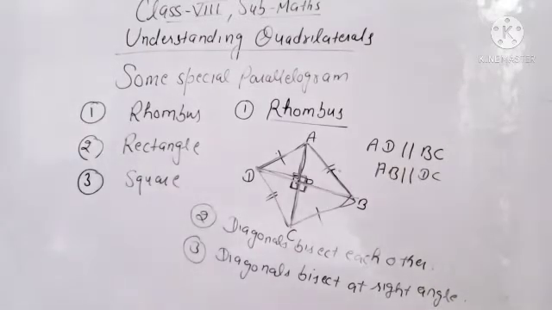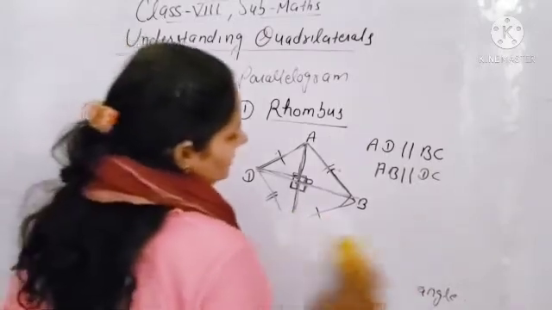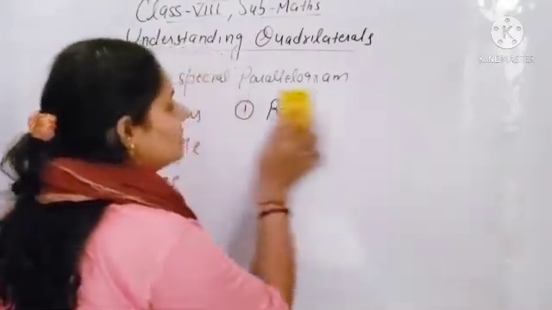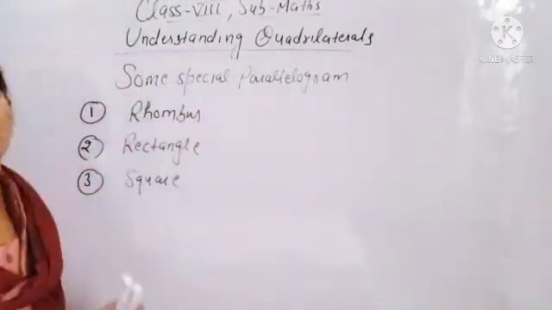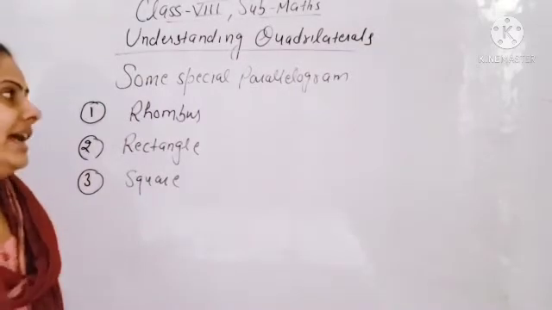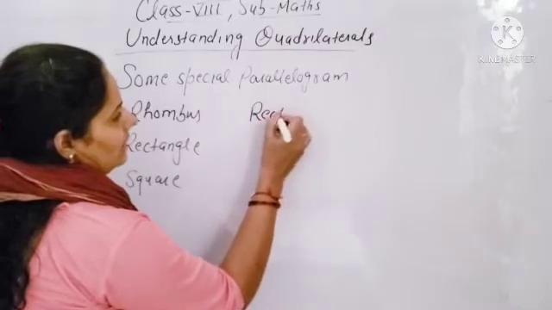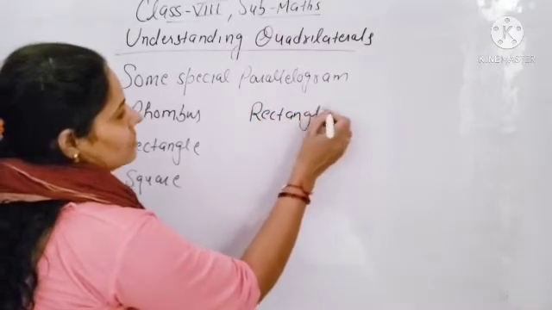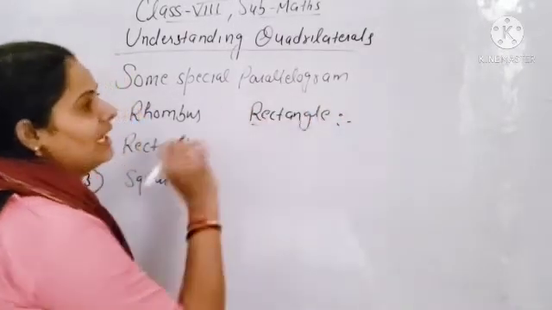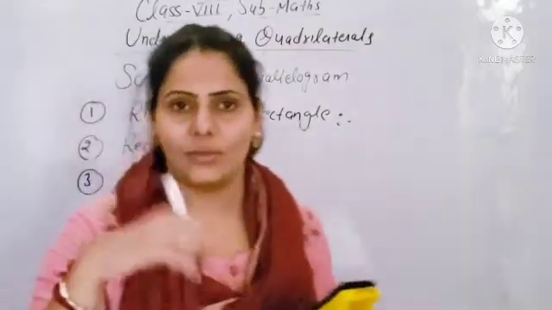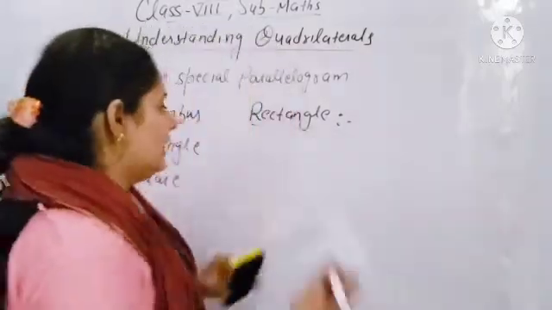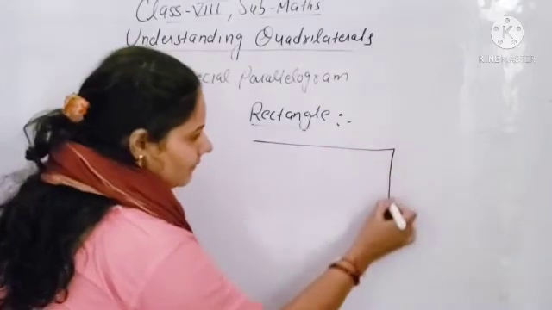Now the second type of parallelogram is the rectangle. What is the definition of a rectangle? Rectangle is also a parallelogram because in a rectangle also opposite sides are parallel. According to the definition of a parallelogram, opposite sides should be parallel. So in the rectangle also, opposite sides are parallel.